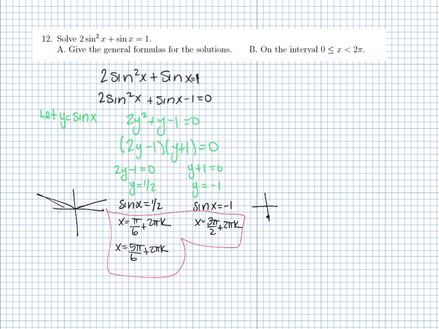Now we'll move on to find our solutions in our interval. The interval that we're given is 0 to 2 pi. So in fact, in order to find these, we are only going to let k equal 0. Because if k equals anything more than that, we're adding 2 pi. So we get the answers of pi over 6, 5 pi over 6, and 3 pi over 2.